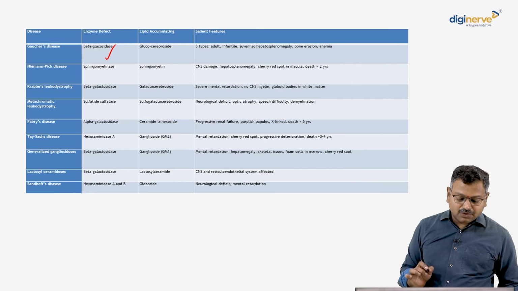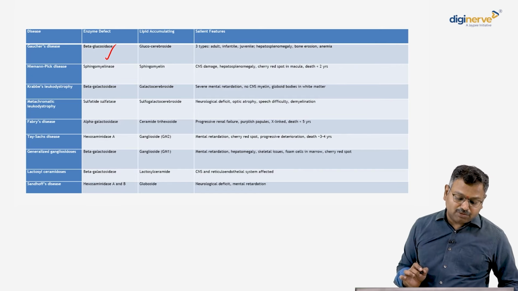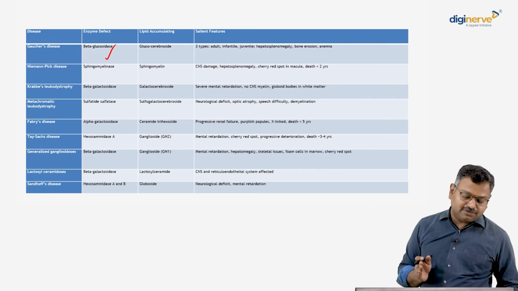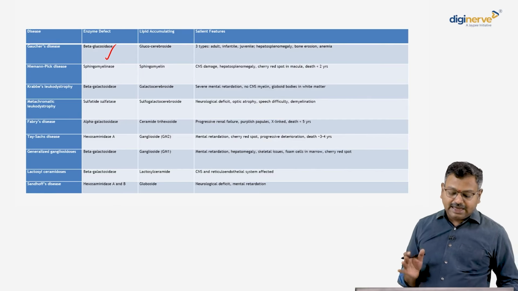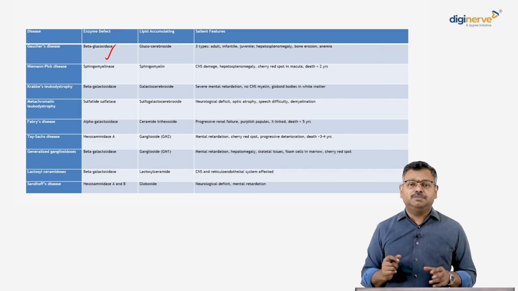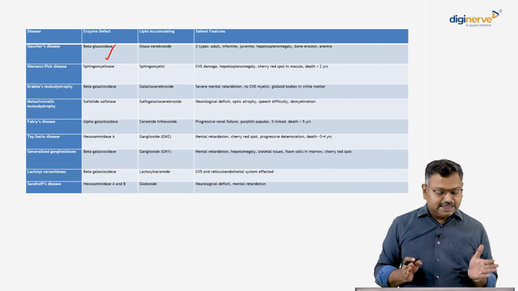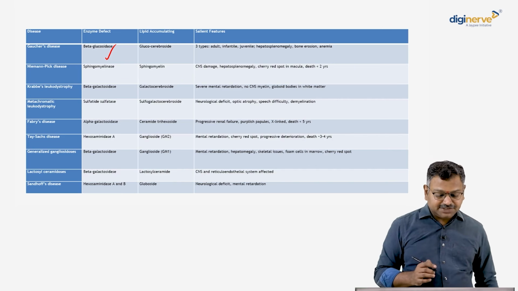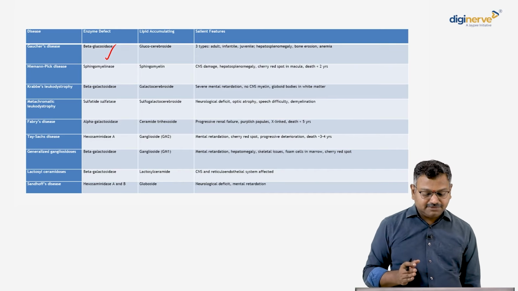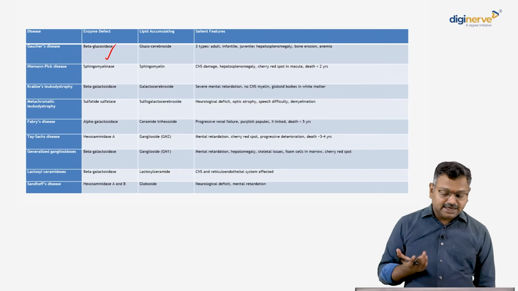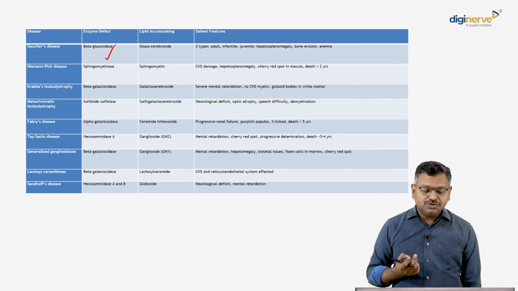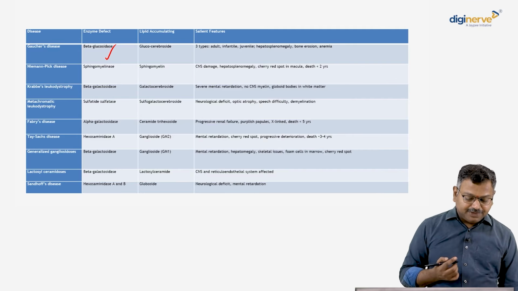Glucocerebroside is the lipid accumulating. You could have adult form, infantile form, or juvenile. Hepatosplenomegaly, anemia, and bone pains are the characteristic features. By far the most common is Gaucher's. Niemann-Pick is sphingomyelinase deficiency. You have neurological manifestations, organomegaly, cherry red spot of the retina, and usually death within the first 2 years.